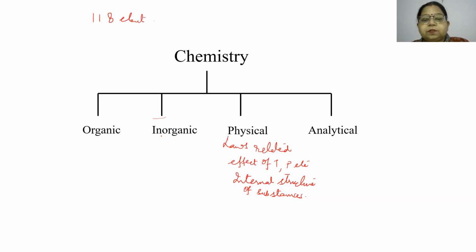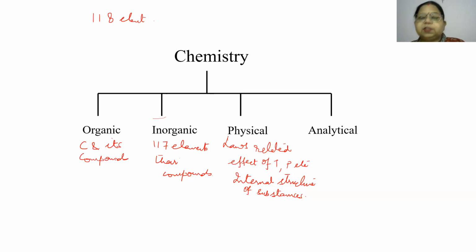The all aspects of 117 elements, their compounds, they are studied in inorganic chemistry, right? Organic chemistry is the chemistry of carbon and its compounds. Why is such a special treatment given to carbon? The reason being, the number of carbon compounds is unlimited. Even today, we are discovering many; 10, 20, 30 compounds of carbon are discovered every day.